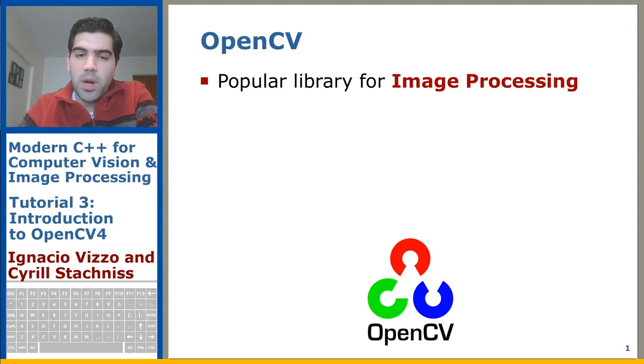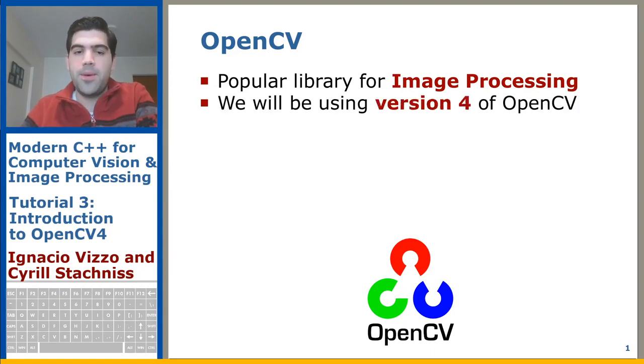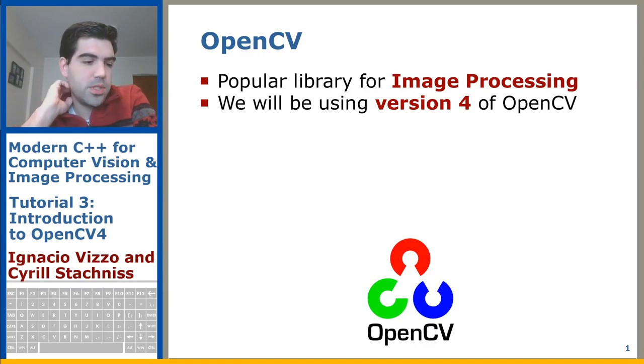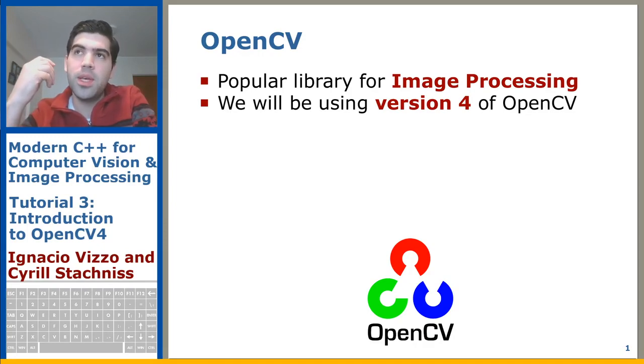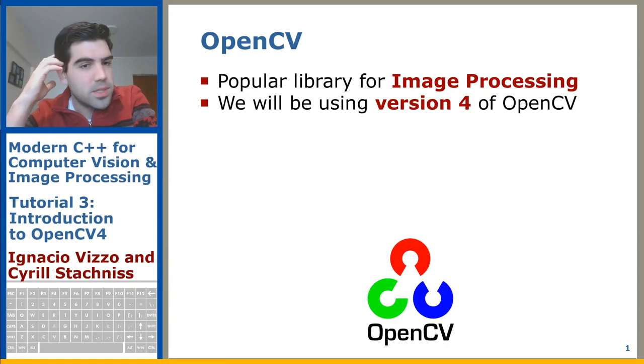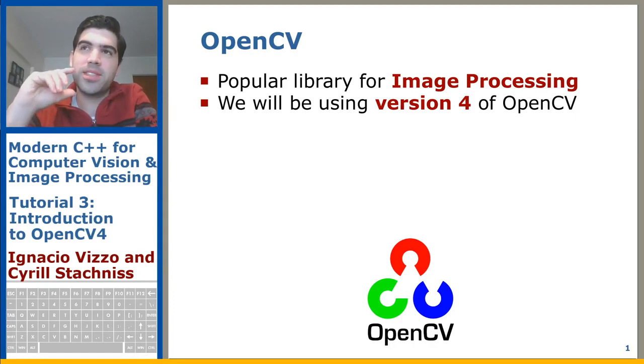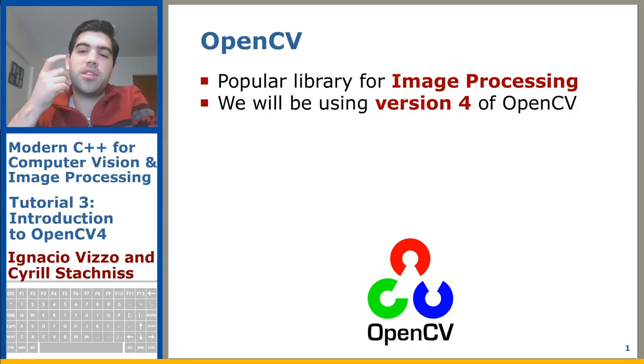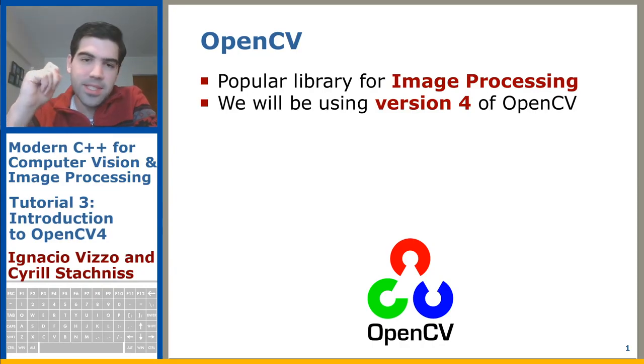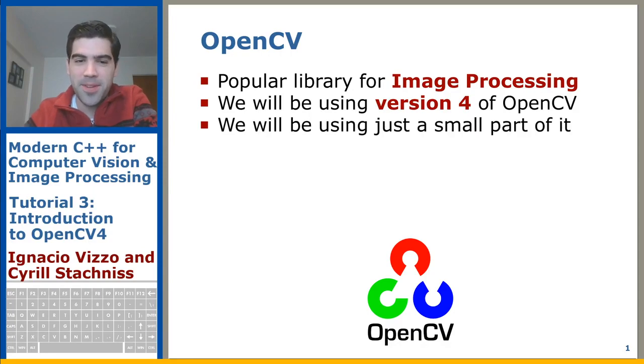OpenCV is a popular library for image processing. We are using version number 4 of OpenCV, which was released not too long ago. The reason we're using this version is that it is the first version of OpenCV that fully supports C++11 compilers, and it's also a much more C++-like library. When they started developing the library, it was much more like a C-style library, and they are switching to C++ because it's just better.